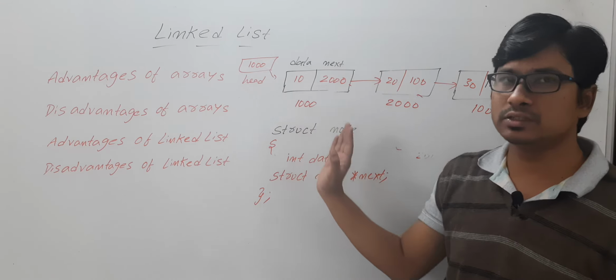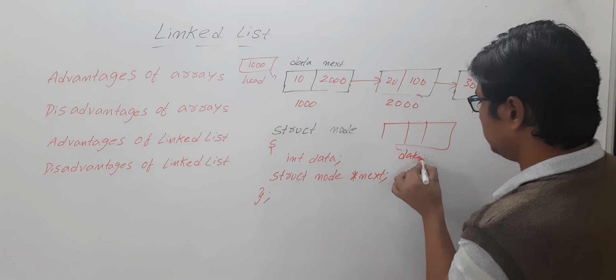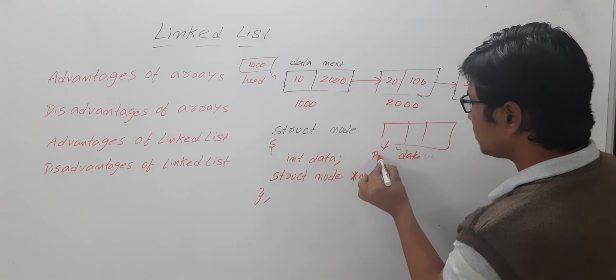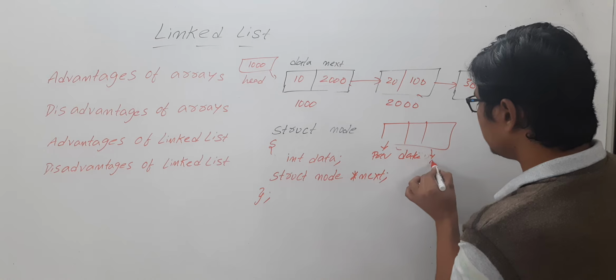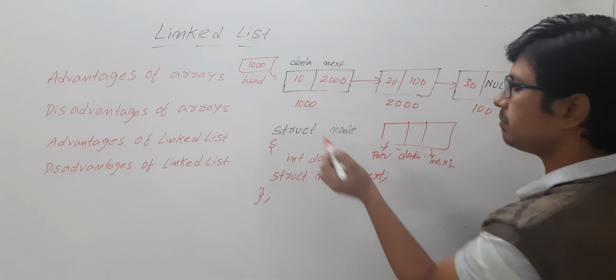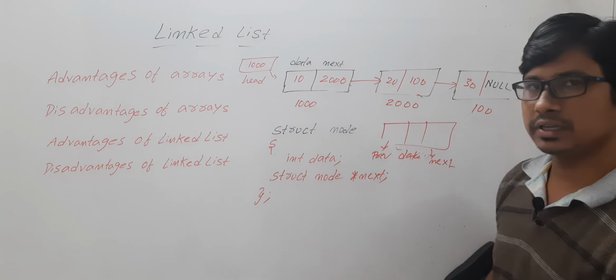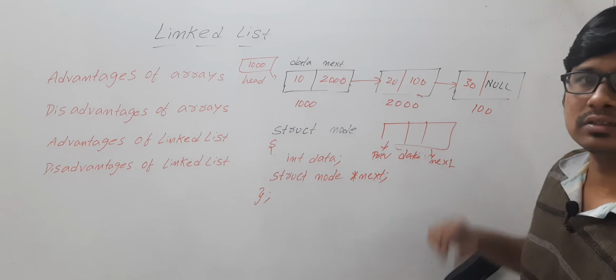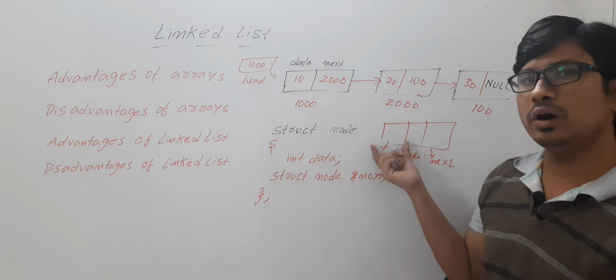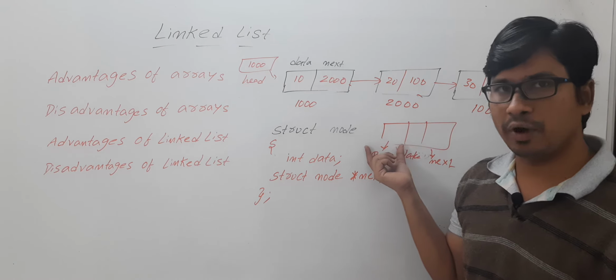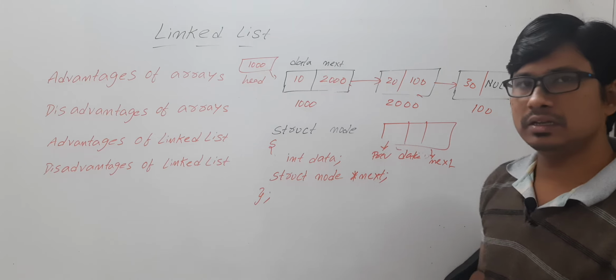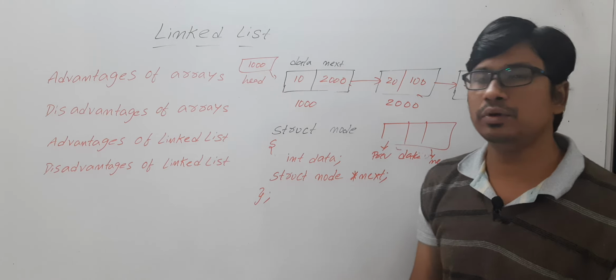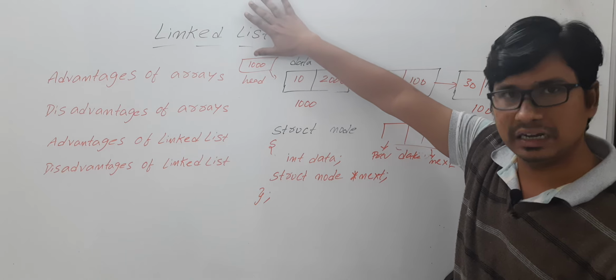Meaning that the double linked list will consist of three things. One is the data, the address of the previous node, and the address of the next node. So you will maintain the address of the previous node here, and the data and the address of the next node. So again you are storing one more pointer, again wastage of memory. Is it clear? So I hope you have understood about the linked list.